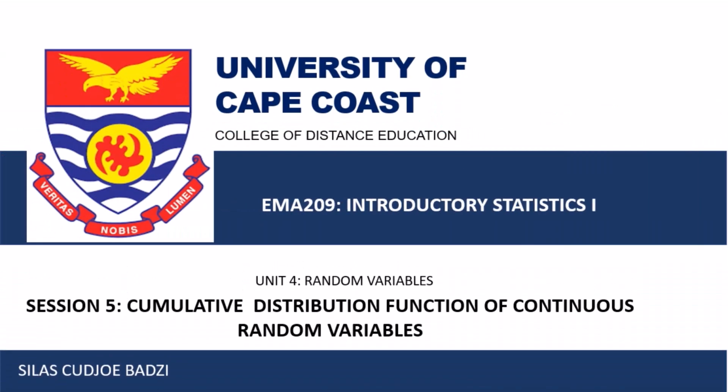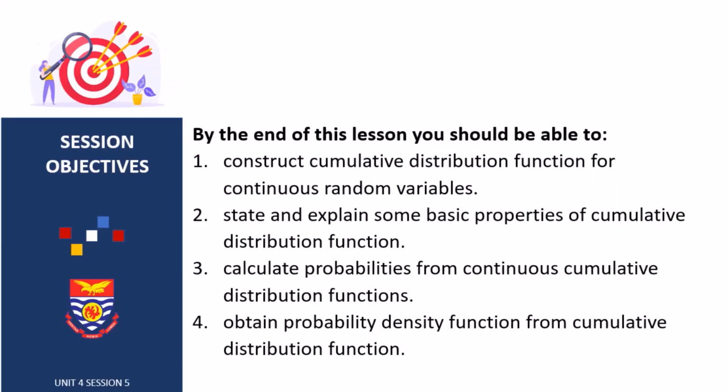Welcome to session 5 of unit 4, cumulative distribution function. Remember, we did the cumulative distribution function of a discrete random variable in session 4. Now we are doing the continuous random variable, cumulative one, in session 5. By the end of this session, we should be able to construct the cumulative distribution function for a continuous random variable, state and explain some basic properties, calculate probabilities from a continuous random variable, and obtain the probability density function from a continuous distribution function.